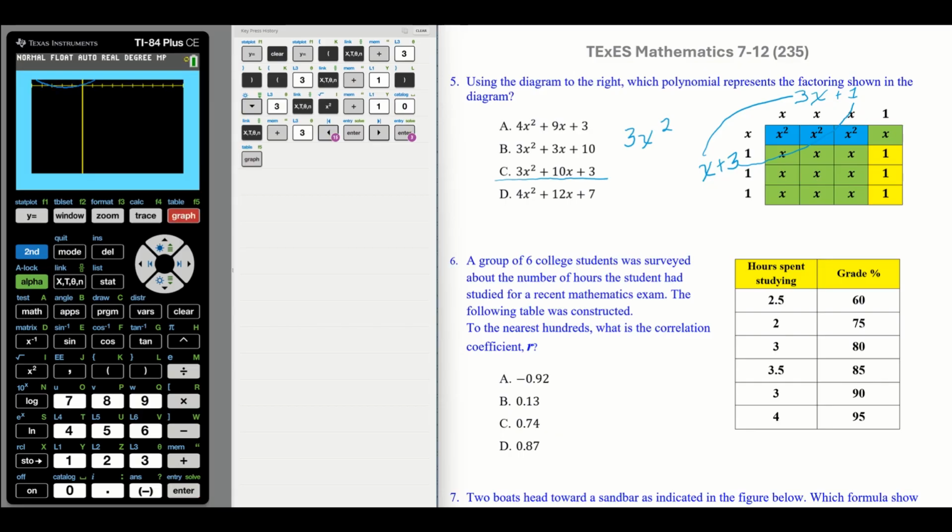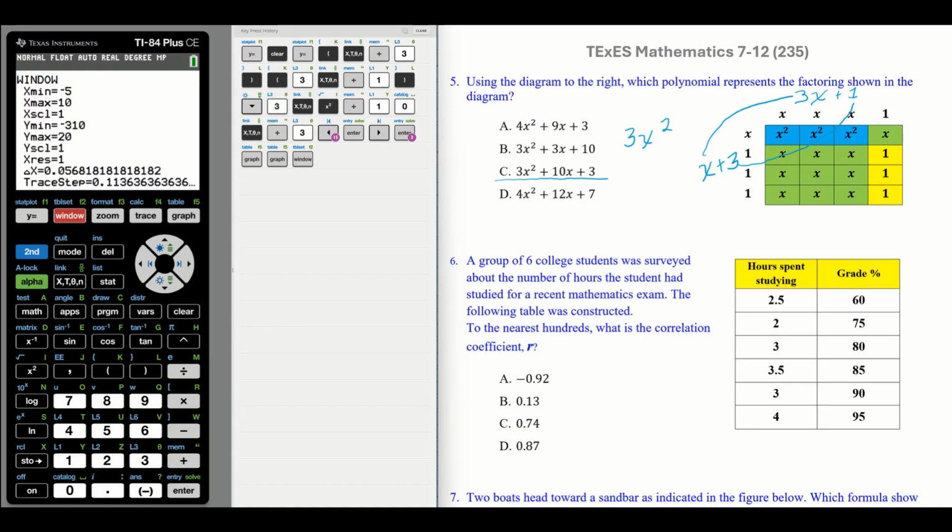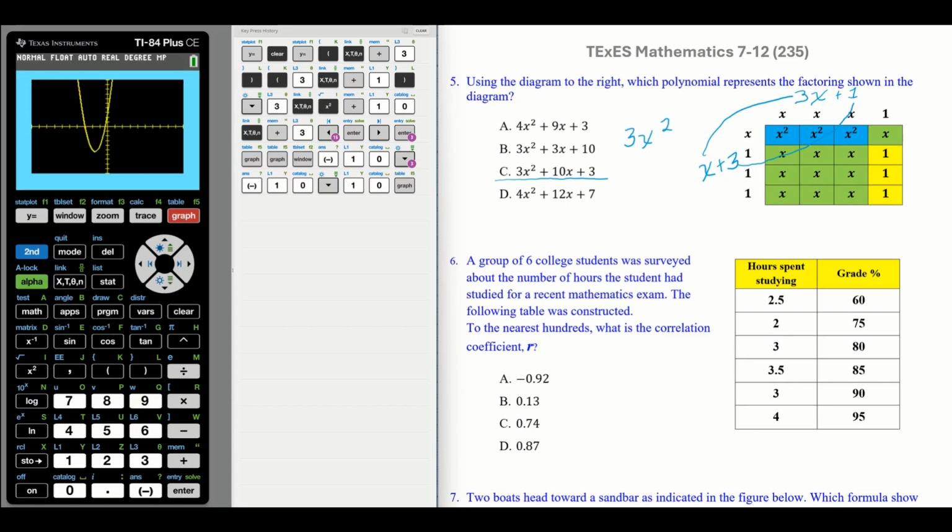Okay, now push graph. Oh, remember we got to change our window. So let's take our window and put it back to minus 10, and then both will be minus 10, okay? Minus 10 for our minimum and our Y, put it back at 10, which is standard window. And they're the same. Boy, those went quick. But they are the same, so that is the correct option.